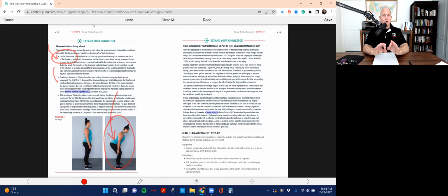I'll give you another little tip. Do not use the word neutral. I hate that term when it comes to the lower back. A neutral spine. Okay, there's no such thing as a neutral spine.